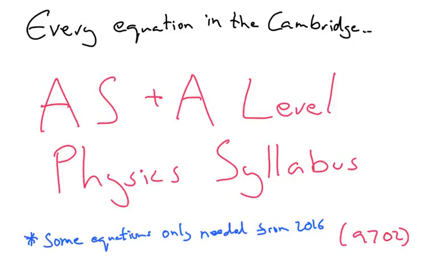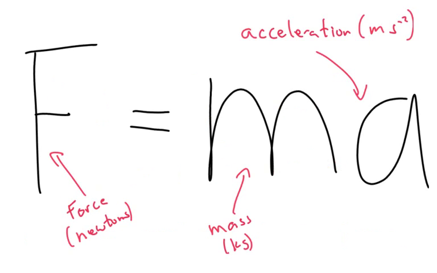Hi guys, today we're going to go through every equation in the Cambridge AS and A-level physics syllabus. One or two of the equations are not needed until the 2016 syllabus, but I'll point them out as we go along. Okay, firstly, from Newton's second law, F equals ma, where F is force measured in newtons, m is mass measured in kilograms, and acceleration is in meters per second squared.